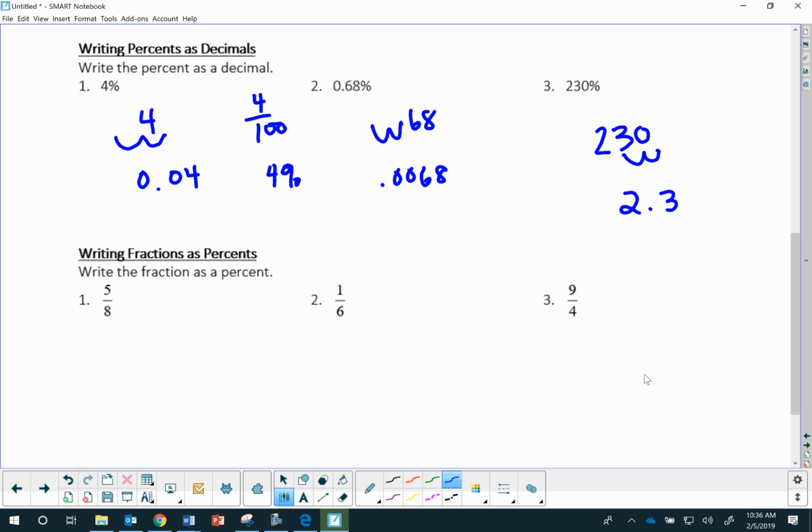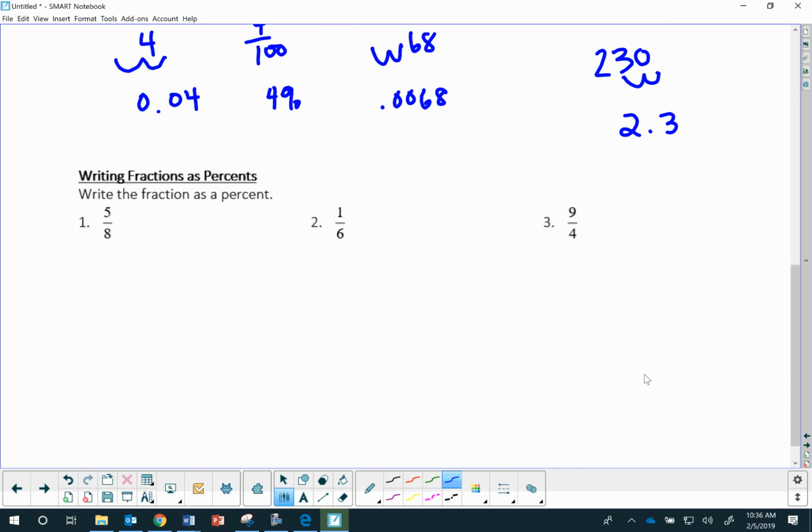All right, in this next section, we're going to write these fractions as percents. And in this section, I would like you to use a calculator. So when we turn a fraction into a percent, we're dividing our numerator by our denominator. So 5/8 is simply 5 divided by 8. When I put that into a calculator, I get 625 thousandths. Again, in order to go from a decimal to a percent, we're going to move our decimal 2 places to the right.